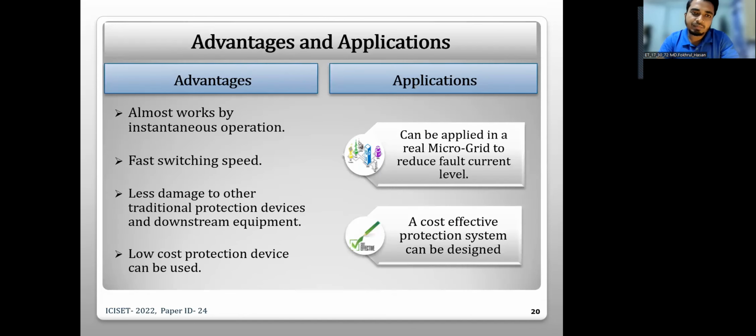Advantages and applications. The advantages are almost instantaneous operation, fast switching speed, less damage to other traditional protection devices and downstream equipment, and low cost protection devices can be used. The application is that it can be applied in real microgrids to reduce fault current level. A cost-effective protection system can be designed.